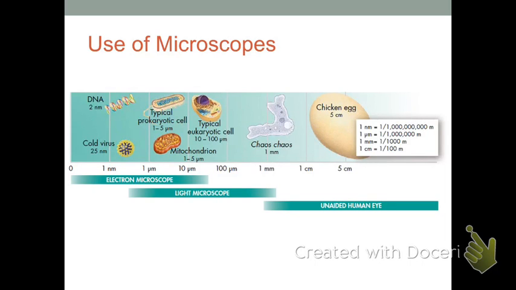So, here's kind of how we decide what kind of microscope to use. If it's something really big, like a chicken egg, which actually is a cell, by the way, okay, we don't really need a microscope because we can see things that are 5 centimeters big, roughly.